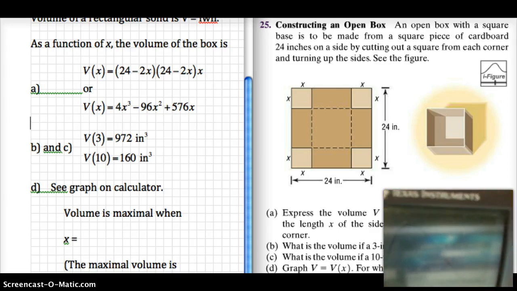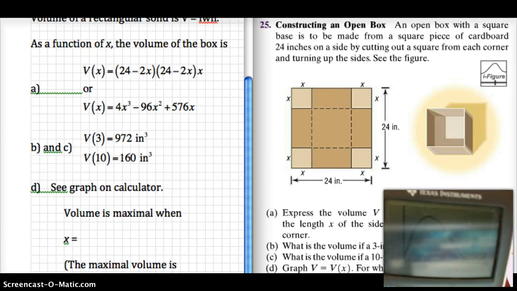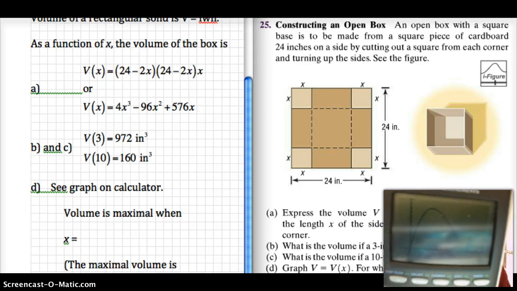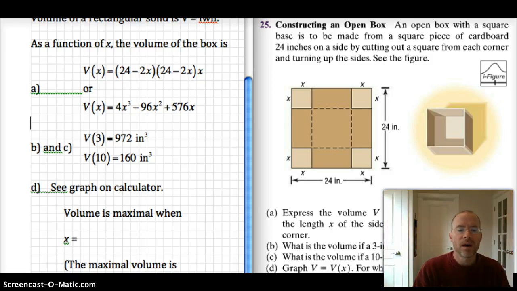I had to get a window that had a height of about 1200 on the y-axis, and my x's go from 0 to 13 or so, and I get this part of the graph. If I think about it, there's more graph that happens outside of this window, but the natural domain of this problem is not all real numbers, because you're cutting this dimension. You can see this dimension, x, and the full dimension of the cardboard you start with is 24 inches. So x has to be at least 0, and it really can't be any bigger than 12, I guess.